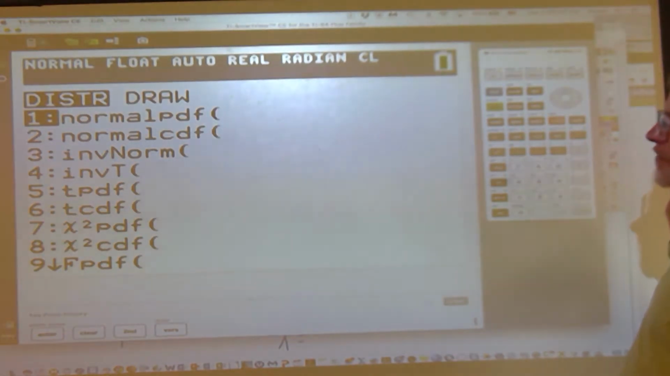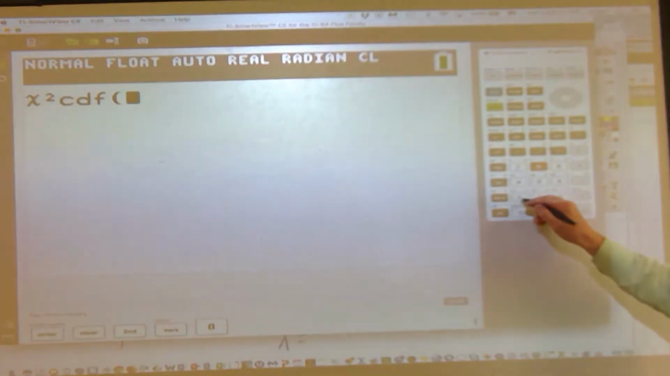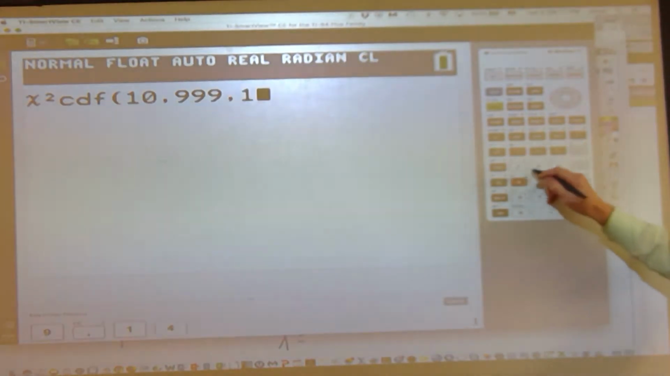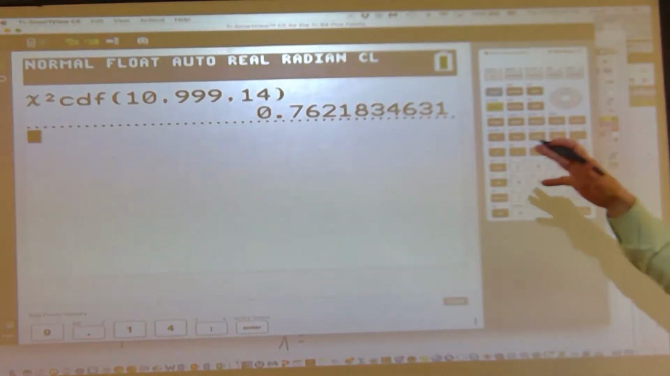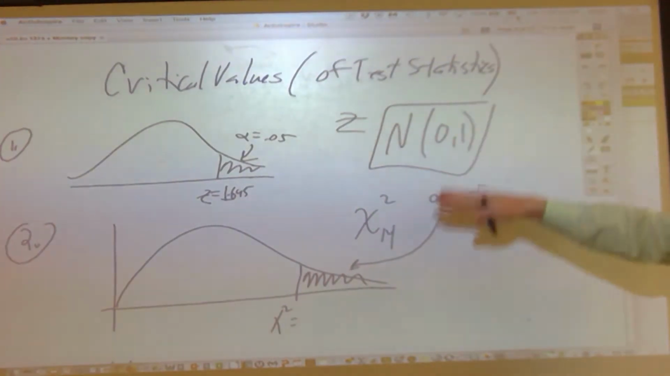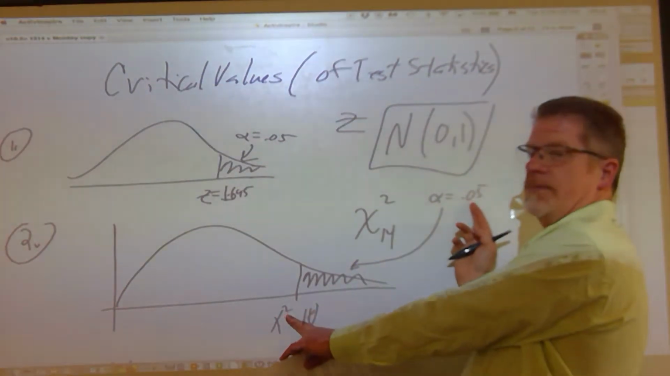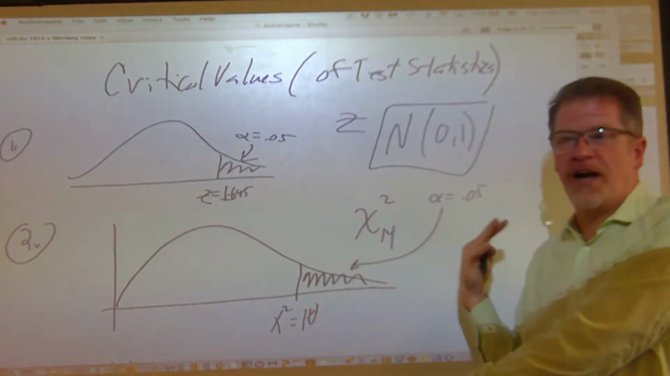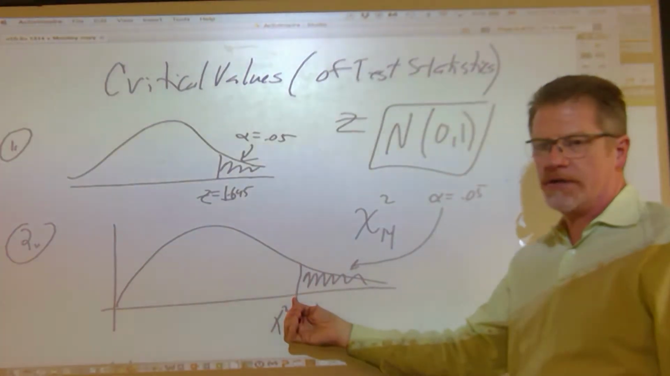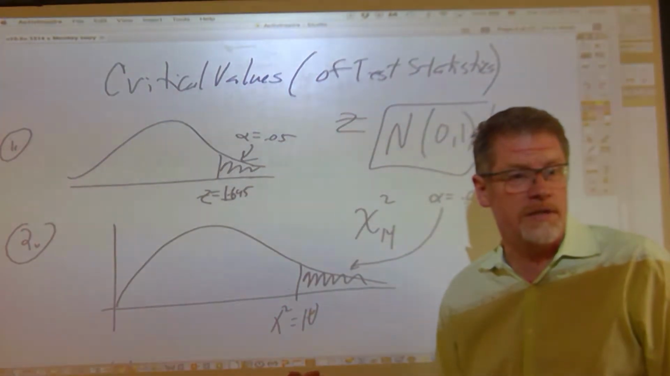So, let's go chi-squared CDF. That's item 8, distribution item 8. I don't know what, I'll guess 10. Let's go from 10 to infinity with 14 degrees of freedom. And okay, so it's 0.76. Wow, way too big. So you have to ask yourself, do you really understand the logic of the chi-squared distribution? If 10 gave us an area of 0.76, and we want to get it down to 0.05, which way do I move? I want less area, so should I pick for my next guess a number bigger than 10 or smaller than 10?